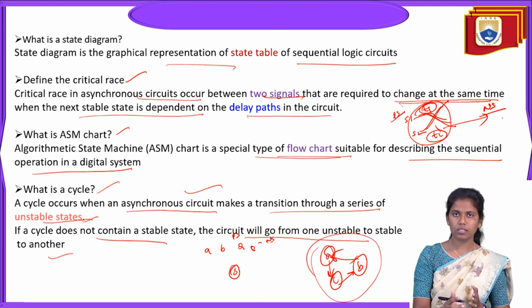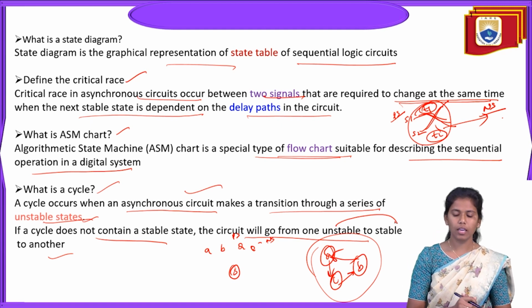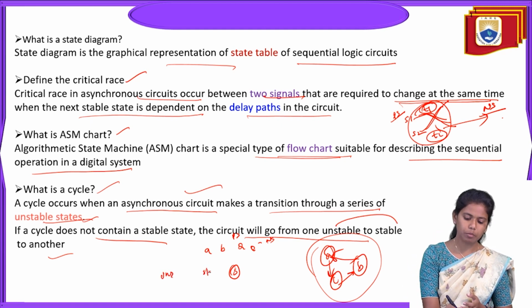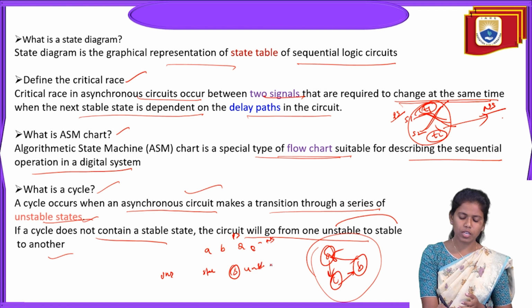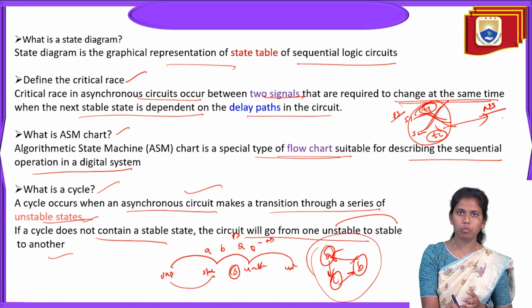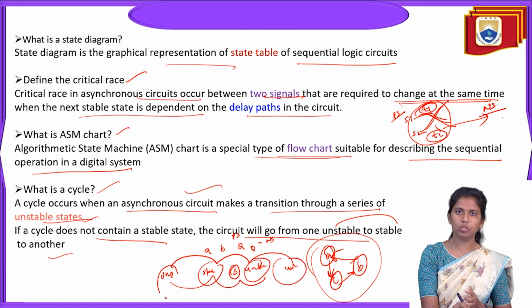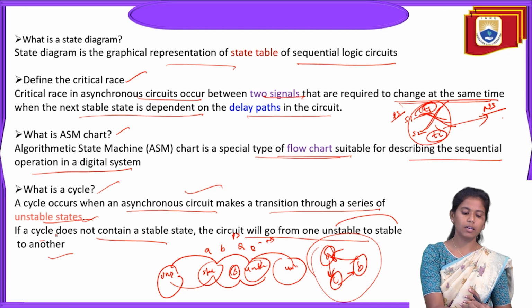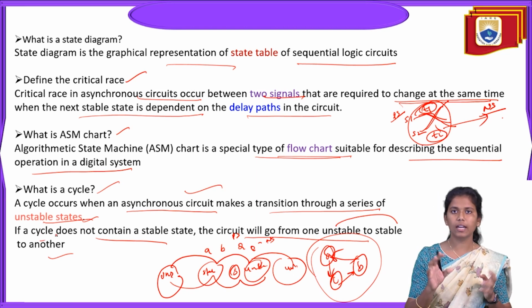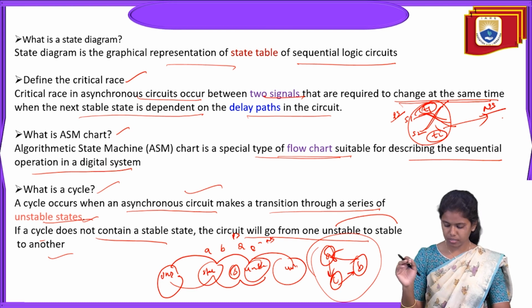That is, the transition is occurring from one unstable to one stable state, and from one stable state to one unstable state. If you see a transition occurring among such states, unstable to stable, stable to unstable, then that is nothing but a cycle. A cycle does not contain any stable state. A cycle contains only the unstable states.